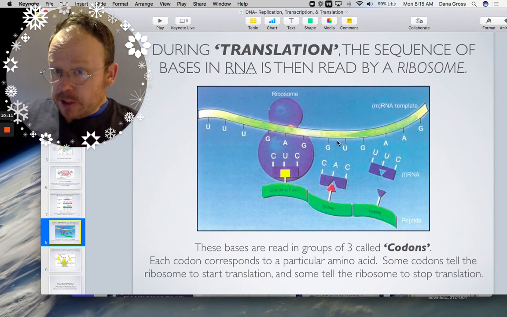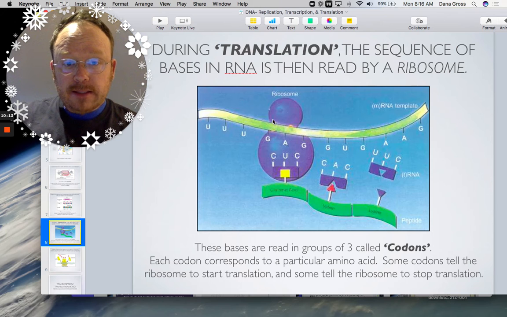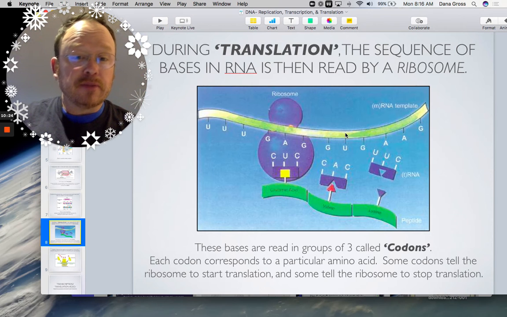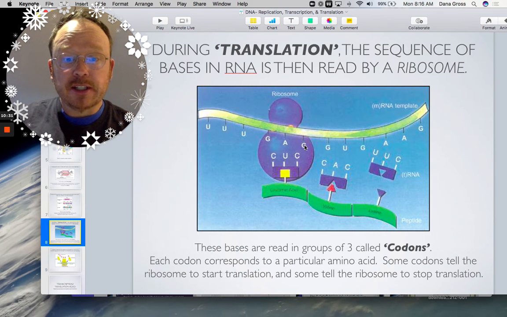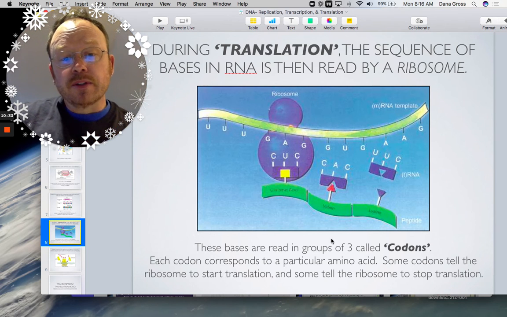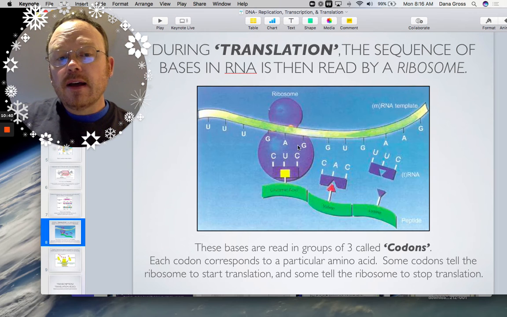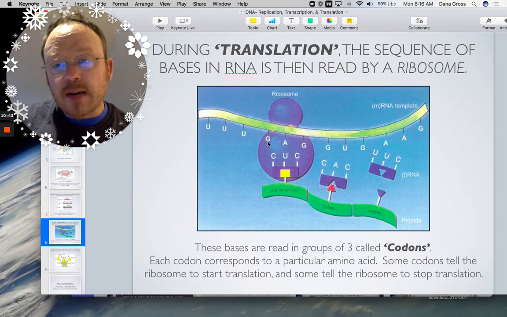During translation, this sort of two-sphere purple snow creature, called the ribosome, reads the strip of RNA. It reads it three bases at a time. So you can see here it's GAG. It's reading that one. Those groups of three are called codons. It reads one codon at a time, or three bases at a time.